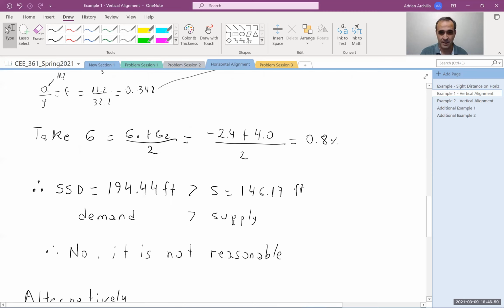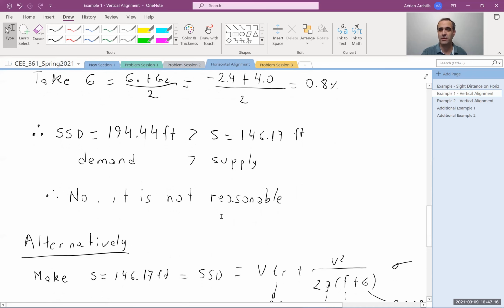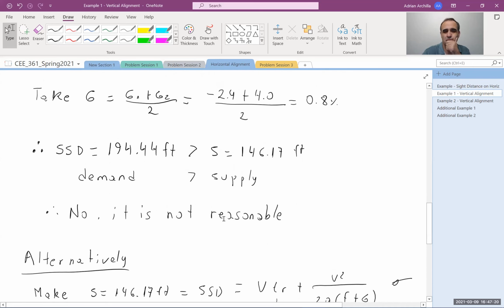In this case, what this says is it's not reasonable to expect the driver to be able to stop, because by the time the driver sees it at 146.17 feet, that driver requires a longer distance to stop. So that tells you that it's not reasonable for this driver to stop. Is this clear?